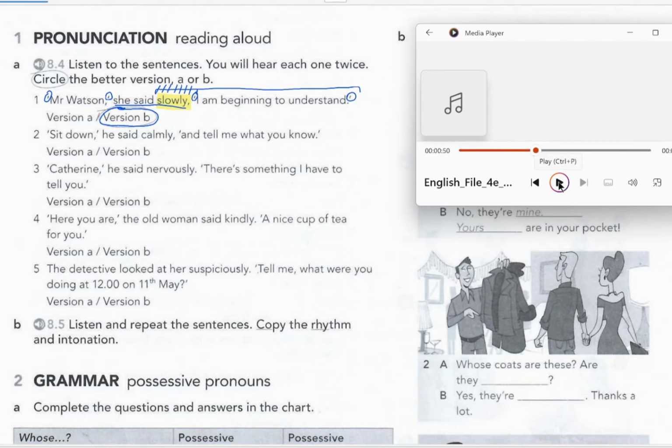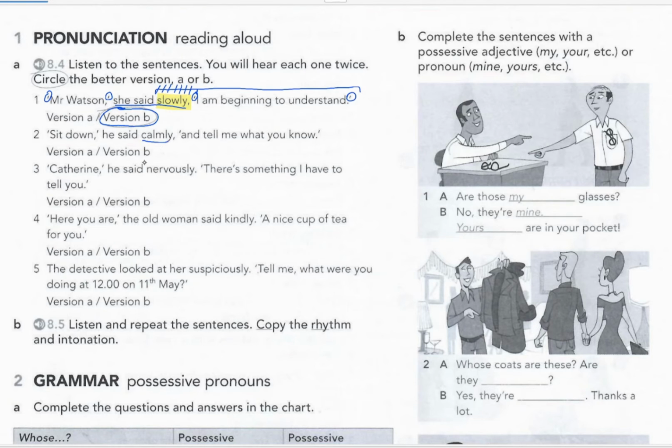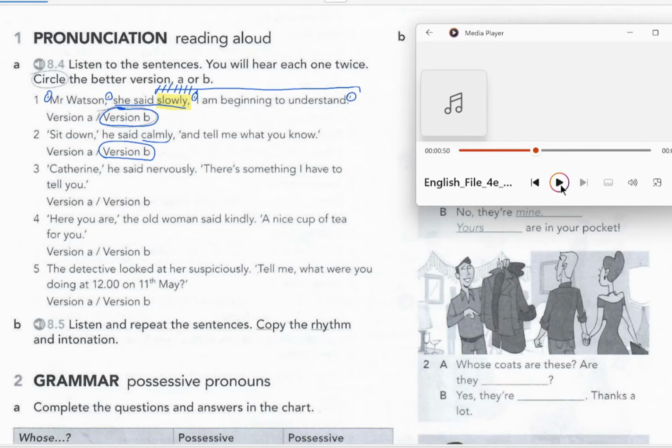So you see, version B is much, much better because he's saying it in a very calm way, to match the reported speech here, "calmly." So we're going to go for version B as the correct option. That's it. Now we're going to listen to 3.